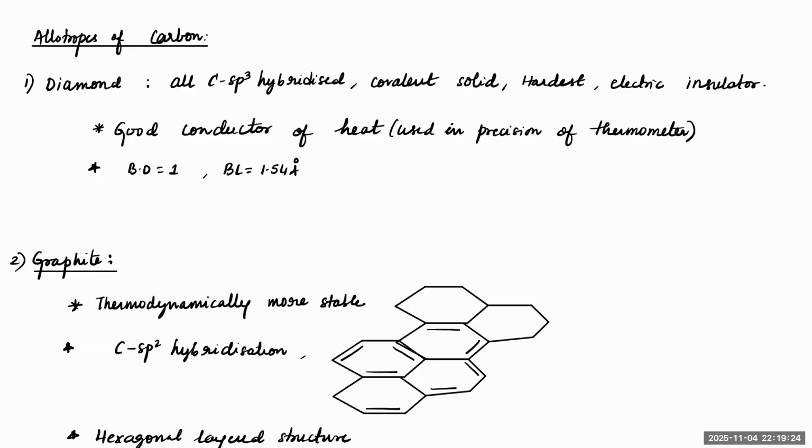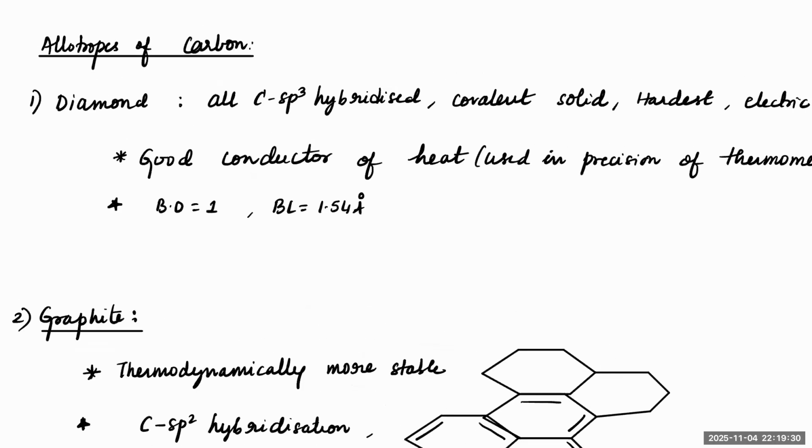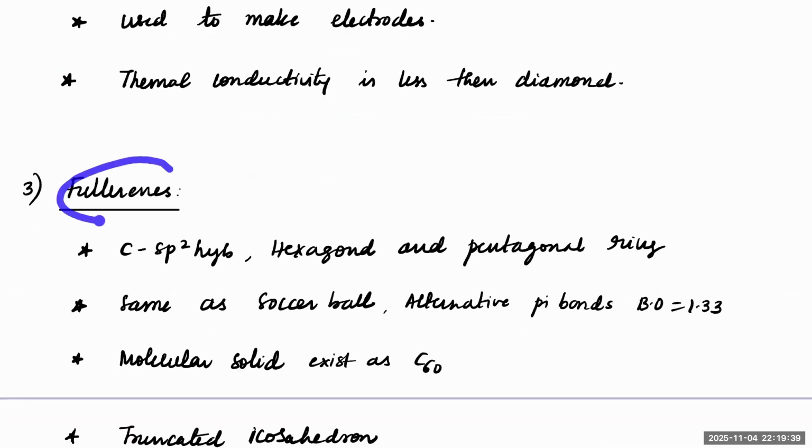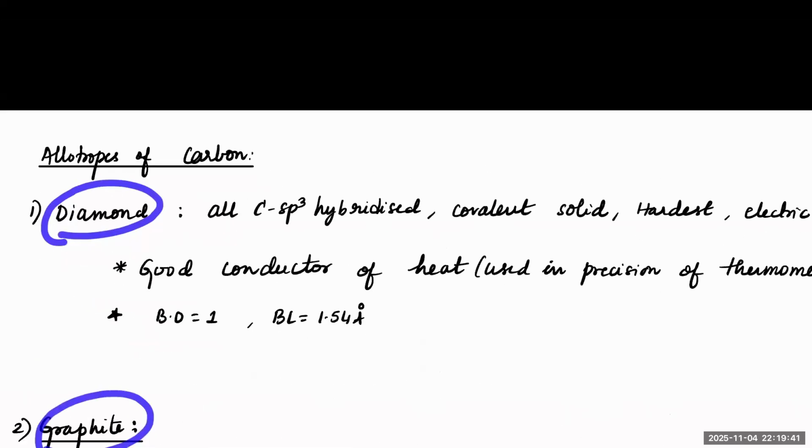So, IUPAC from organic chemistry. Check it out. The basic things we need to know are these. First, what are the allotropes of carbon? See, there are mainly three allotropes of carbon: one is diamond, the second is graphite, and the other one is fullerenes. Okay, let me go one by one.